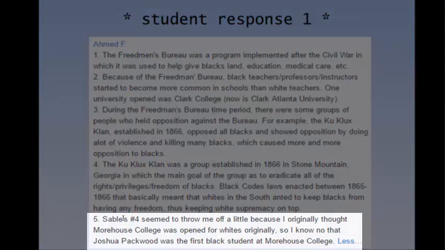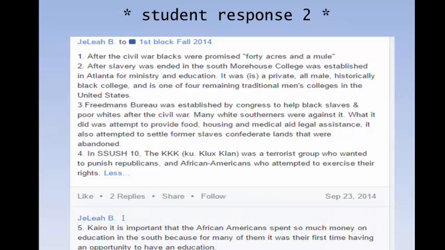Comment number 5 is the student responding to a classmate's fourth response. The classmate was Sable, as you can see, and the classmate had commented on how Morehouse had students that were black and white, and that surprised this student who was responding to it. Fairly similar to the first one, only a little bit thinner.